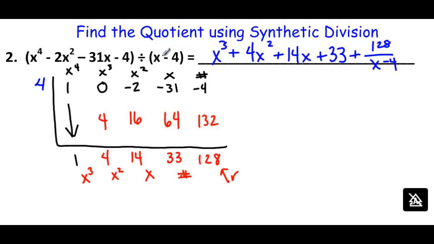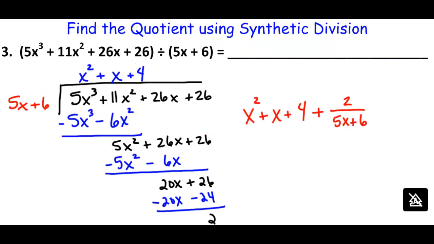Okay, and again, if I multiply this by this huge long polynomial, I should get back to what I started with. So let's look at a problem that's a little bit more difficult. 5x cubed plus 11x squared plus 26x plus 26 divided by, now here I changed it, I wrote 5x plus 6. Now this is a little bit different because it's not just an x plus 6. I have this coefficient other than 1 in front of the x.